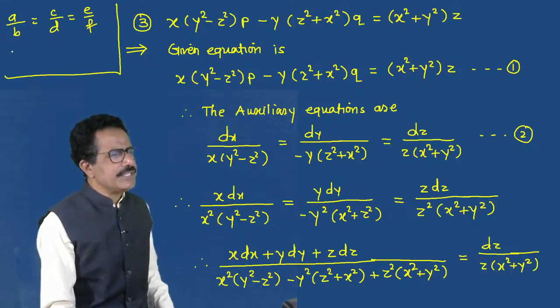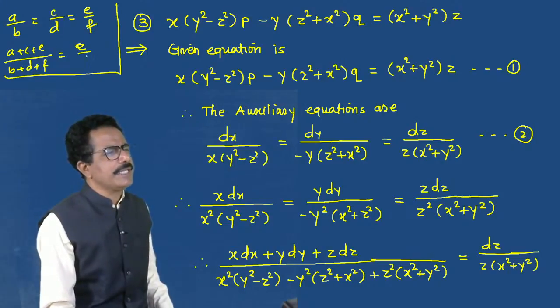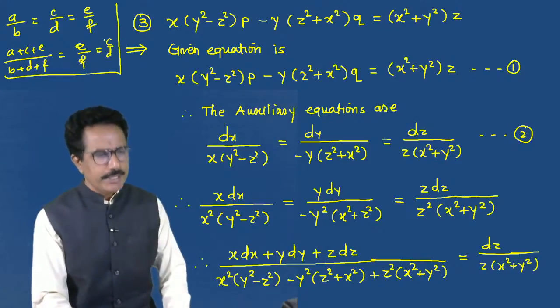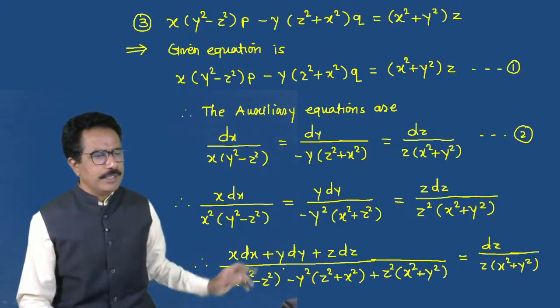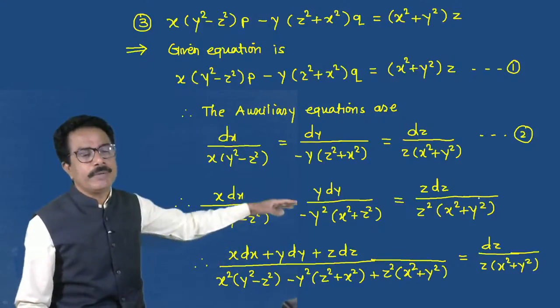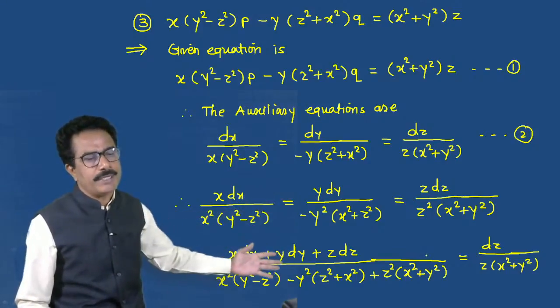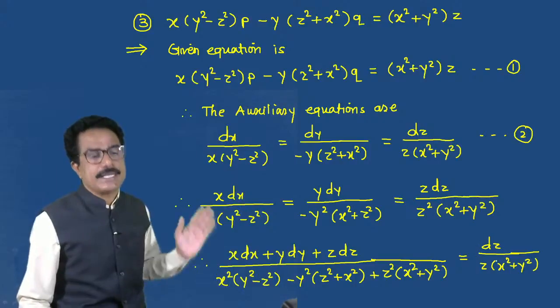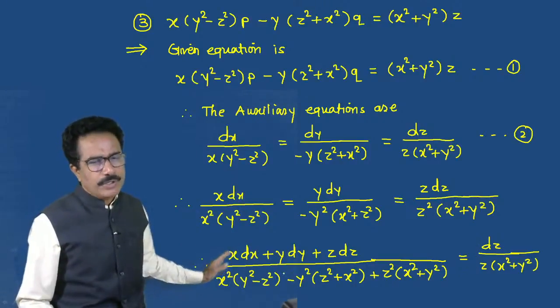We can write in this way (a plus c plus e) divided by (b plus d plus f), which is equal to e divided by f, or we can write c divided by d, whatever may be. So in this way we can write. By the equal ratio test, adding numerator to numerator and denominator to denominator, and putting the last term as it is. So now solve this.